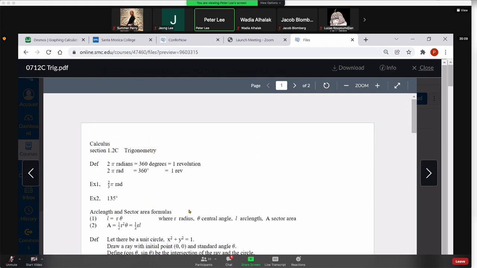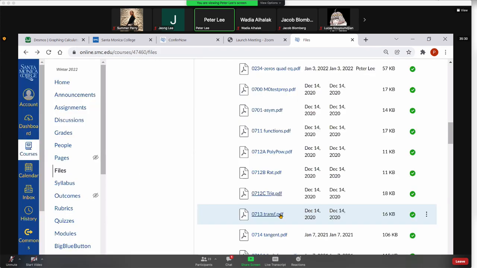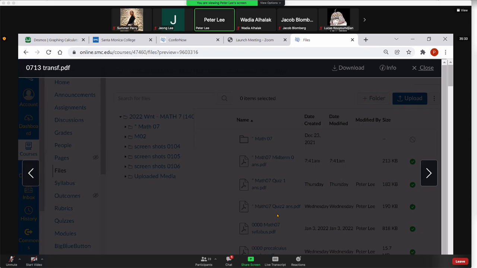But anyway, I tried to review this section as well. You have to review the entire trig. We do need a few things of trig, because we will cover calculus of trig functions. I think it shows up in chapter 2. So anyway, I'm going to skip that for now. And now let's move on to section 1.3. So 1.3 is about transformation.